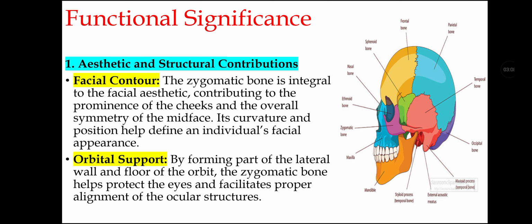Second is orbital support. By forming part of the lateral wall and floor of the orbit, the zygomatic bone helps protect the eyes and facilitate proper alignment of the ocular structures. And that's how it helps in aesthetic and structural contribution.